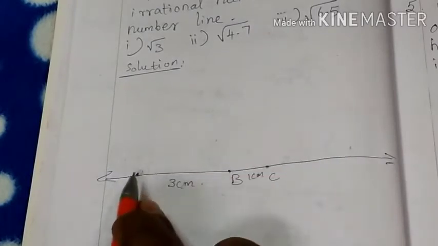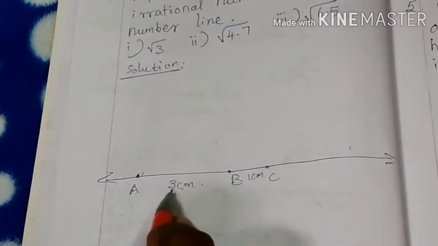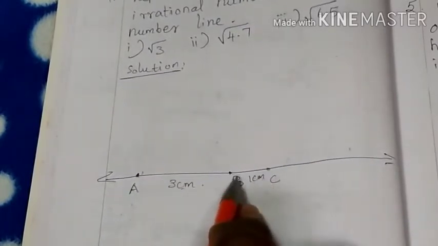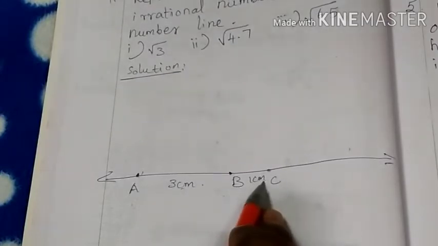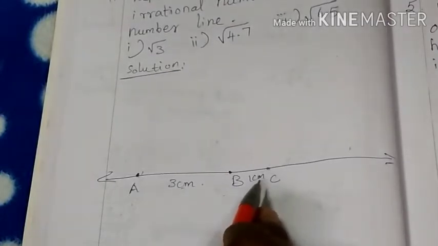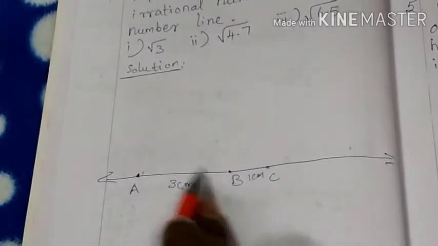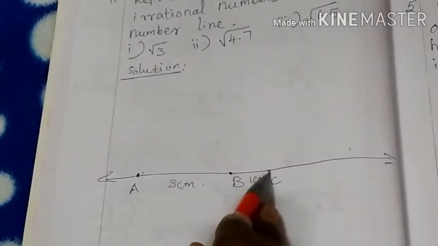This is the second step. First draw a number line and mark a point B with AB 3 centimeters. Then mark a point C, BC is equal to 1 centimeter. Then find the midpoint of AC, not AB. Then find the midpoint of AC.